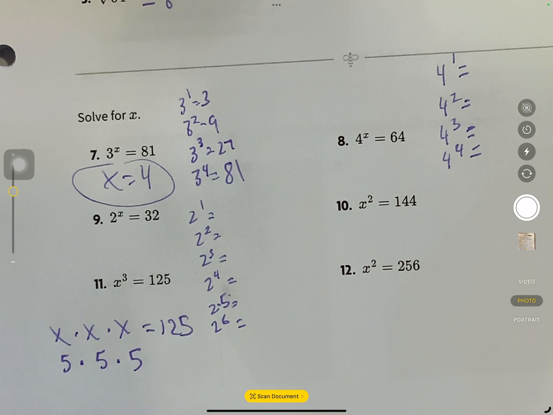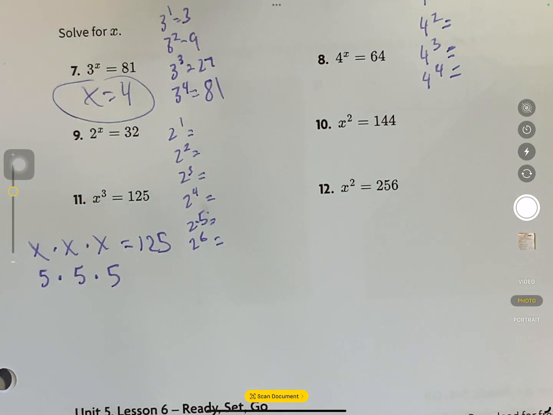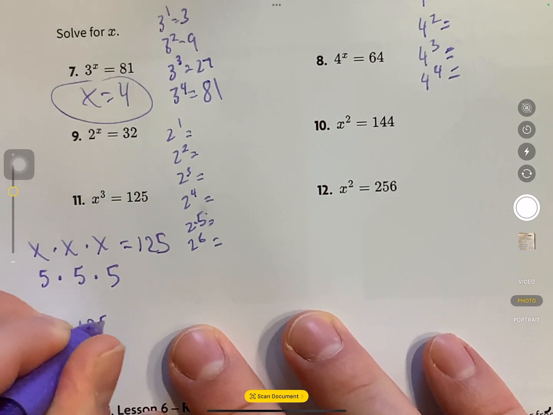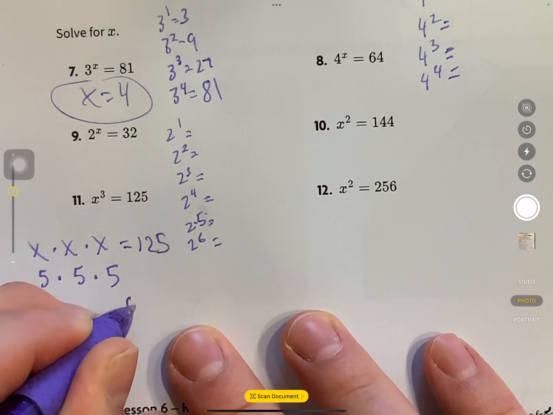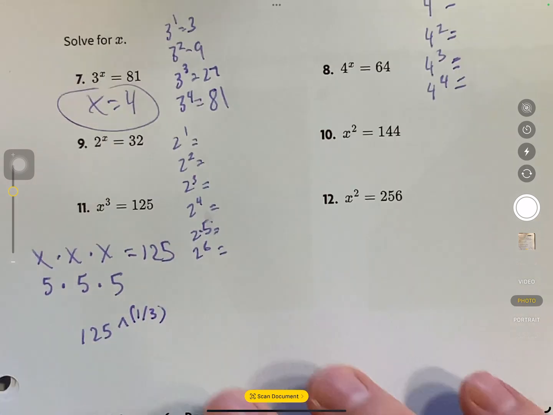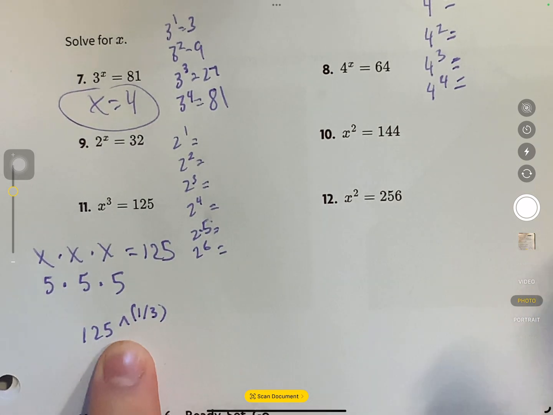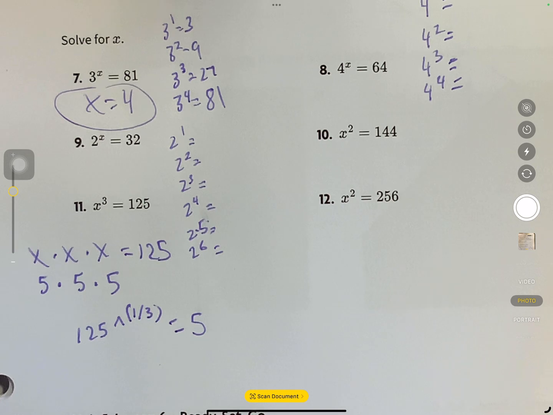Also, I'll give you a little shortcut. You might be able to do 125 in your calculator and then the caret and then parentheses 1 divided by 3. It's basically saying what's 125 to the 1/3 power, and it should come out 5. So that's another way we can get there, going backwards.